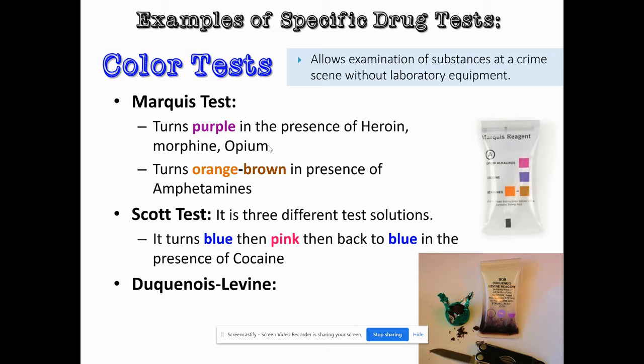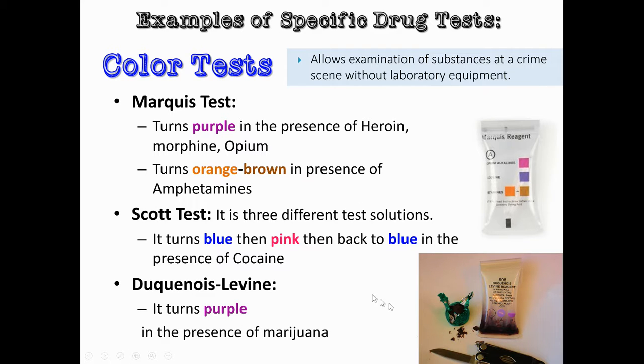All right. I don't know how to pronounce this, Duquenois-Levine. This is something that tests the presence of marijuana. It's going to turn purple. And over here, we can see there's a test where there is some kind of marijuana substance wrapped in the foil. And you put it in here, it will turn purple. Again, all these are presumptive tests. They are just color tests.